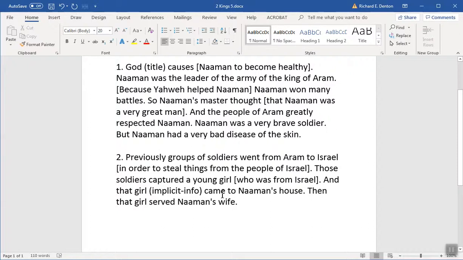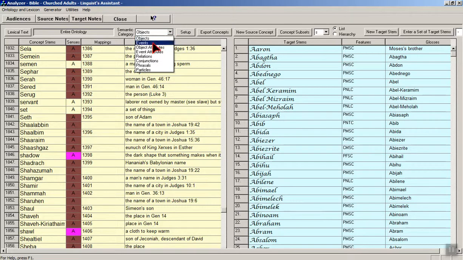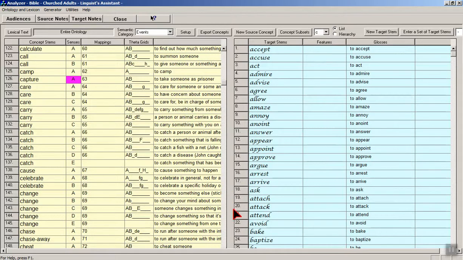And notice I used a very neutral term, so we don't know if Naaman bought the girl or Naaman brought her, like Naaman was in charge of the raiding party and then he brought her to his house, or soldiers brought her to him as a gesture of friendship. We don't have any idea. So I use this very generic come verb.